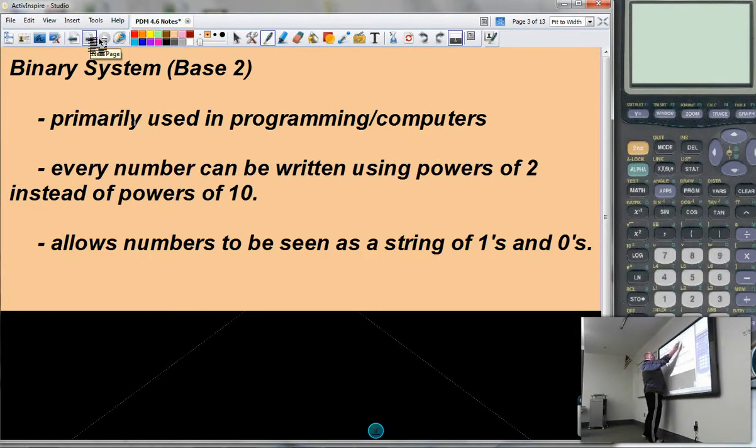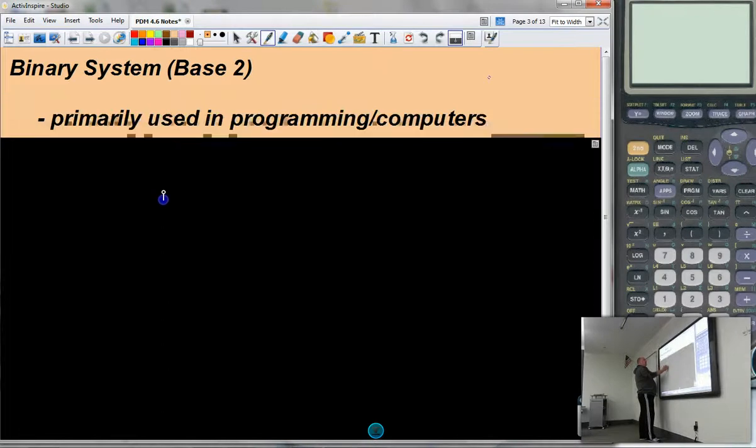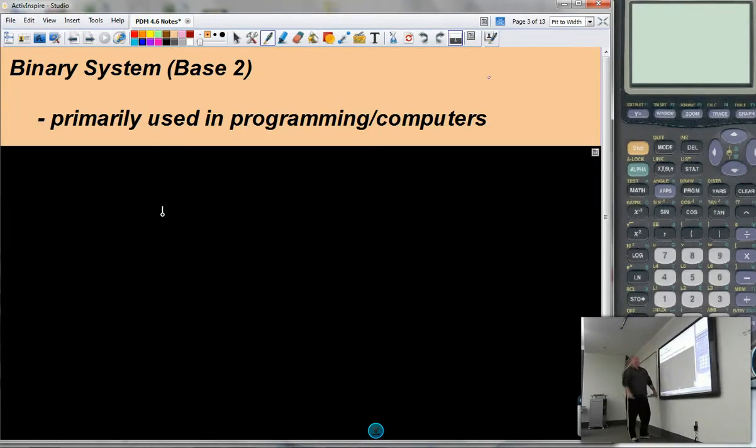So then we're going to talk about binary. A binary system, which is base 2, is primarily used in programming in computers. Your calculators have algorithms that are based on binary code. Computer programming deals with binary. If you look, everything's involving ones and zeros. If I am in a base 2 system, my remainder classes are 0 and 1. So that's all you have.